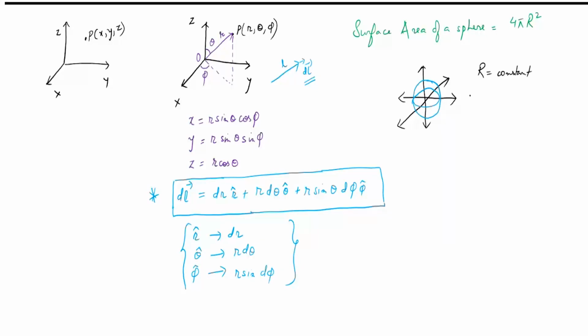Right. And since we are talking about area, we at least need two variables. If we talk about volume, then we need three variables. If we talk about a 1D line, we need one variable. So here R is constant and the other two variables are theta and phi. In spherical coordinates, remember R can go from 0 to infinity. And what about theta?